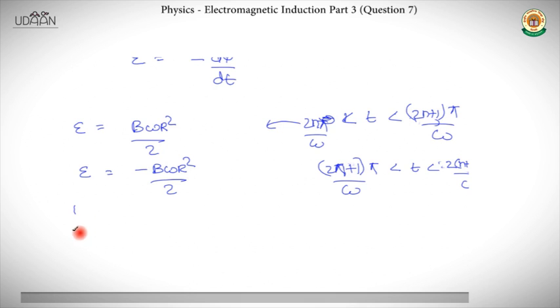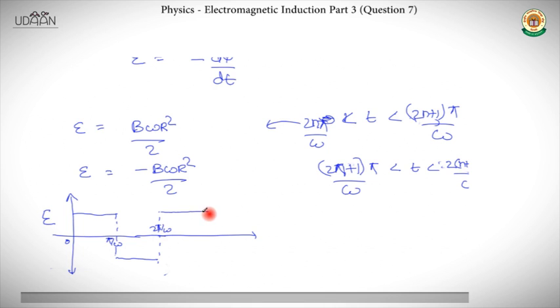Exactly. So if we plot a graph, it would be like this. Sorry, I don't have space over here. Okay, I'm going to manage this. Initially, from 0 to pi by omega, it will be positive. And later it becomes negative for the interval till 2 pi by omega. Later the graph would look like this. It seems to be a periodic function, with a period 2 pi by omega.